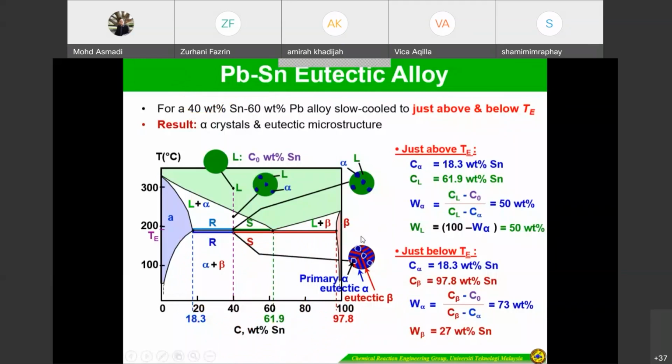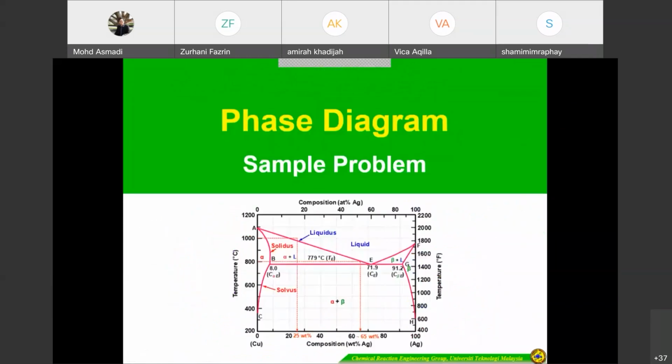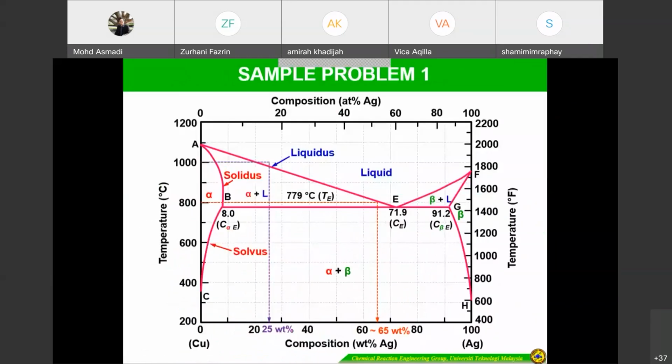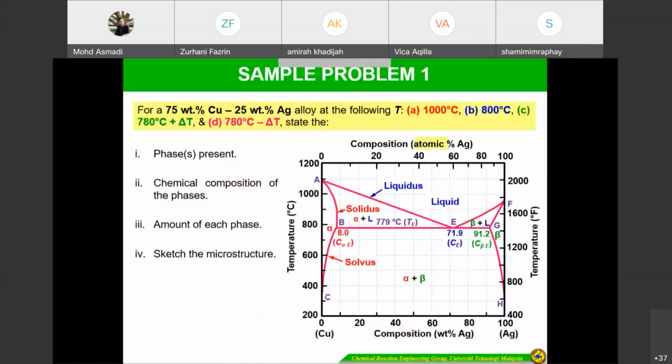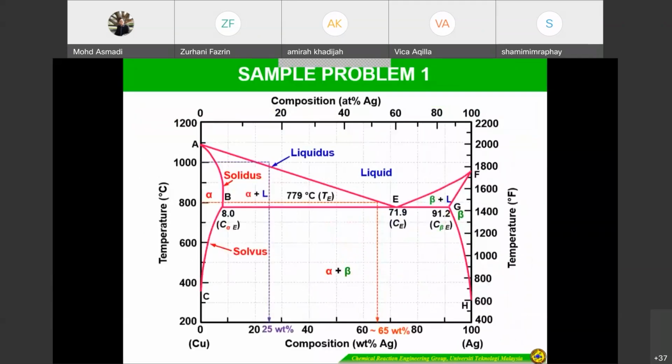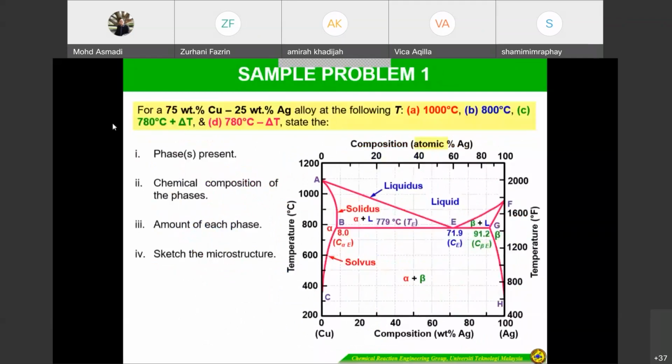We have the same actually. This one is for Argentum. I don't think we're going to discuss this one. I think it's the same. Similar to this one, you just follow what is the phase present there. Chemical composition, amount of each phase, and sketch the microstructure. This is the answer already. Liquid at 1000, because it starts with 71% of copper. So meaning that here until 1000, this one is liquid. This one is going to be liquid.